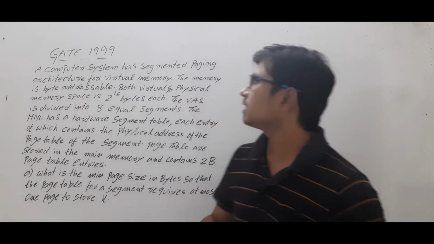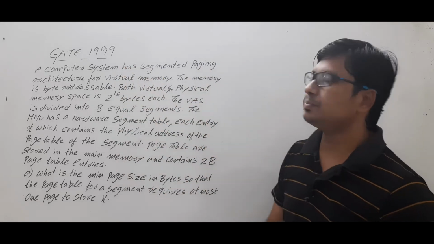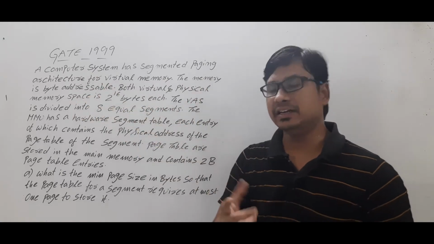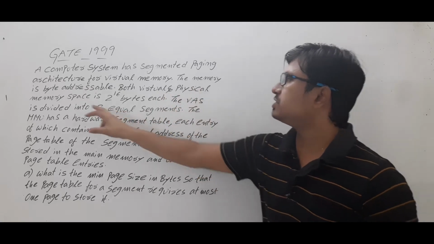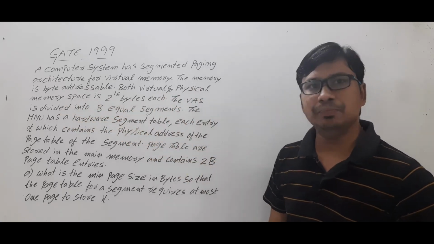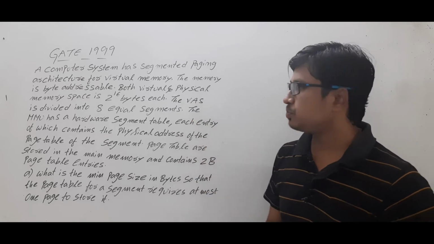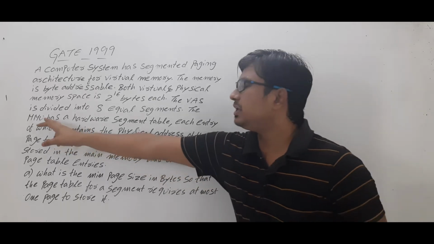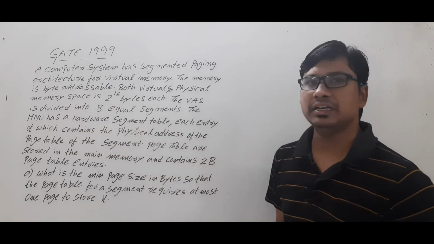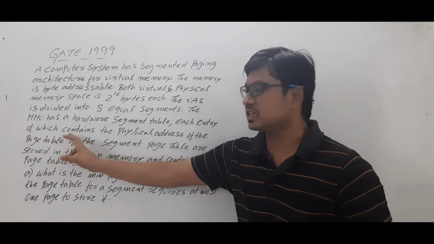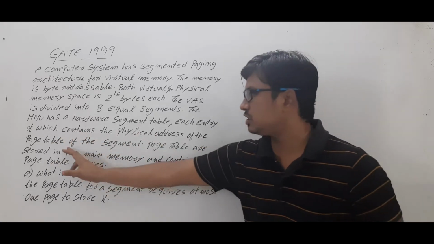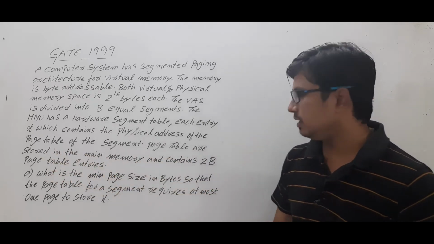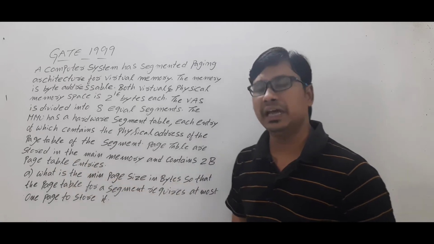Look at the question. A computer system has segmented paging architecture for virtual memory. The memory is byte addressable. Both virtual and physical memory space is 2 power 16 bytes each. The virtual address space is divided into 8 equal segments. The memory management unit has a hardware segment table, each entry of which contains the physical address of the page table of the segment. Page tables are stored in the main memory and contain 2 byte page table entries.